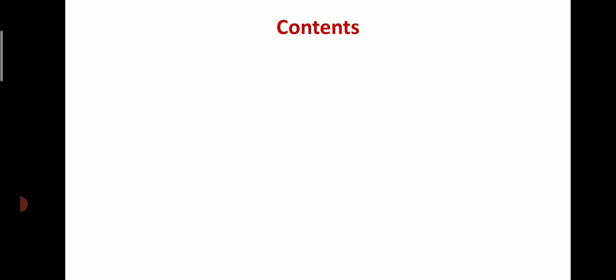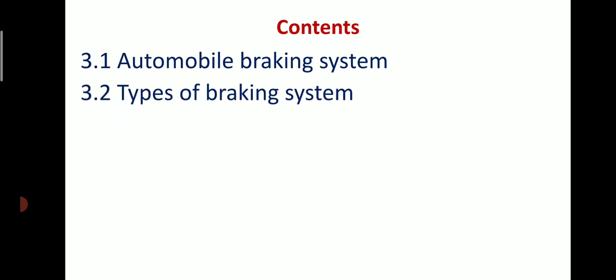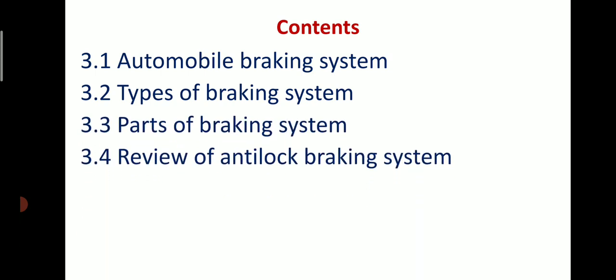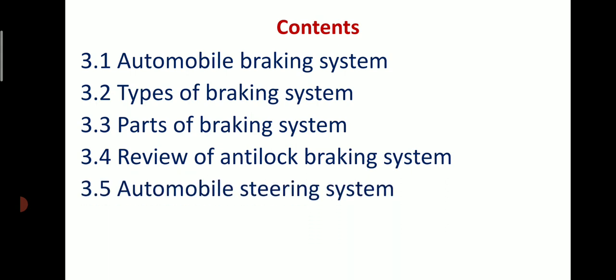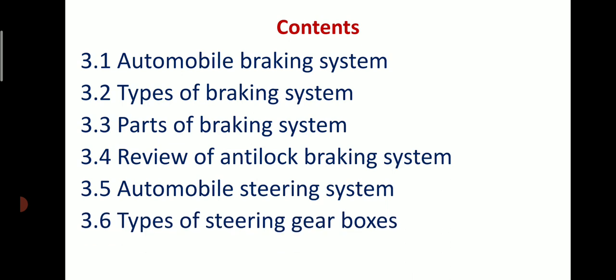What are the contents of unit number 3? Let us see one by one. Number 3.1 is automobile braking system. 3.2 is types of braking system. 3.3 is parts of braking system. 3.4 is review of anti-lock braking system. 3.5 is automobile steering system. 3.6 is types of steering system or steering gearboxes. And number 3.7 is steering geometry.